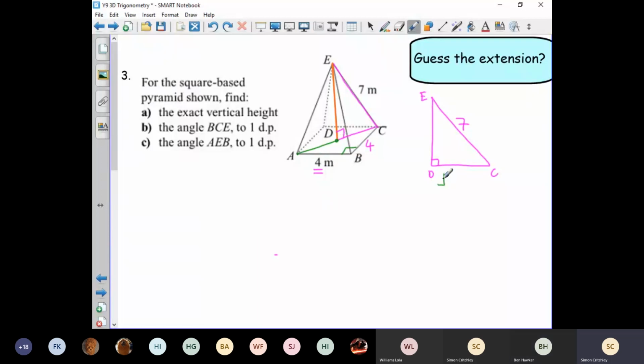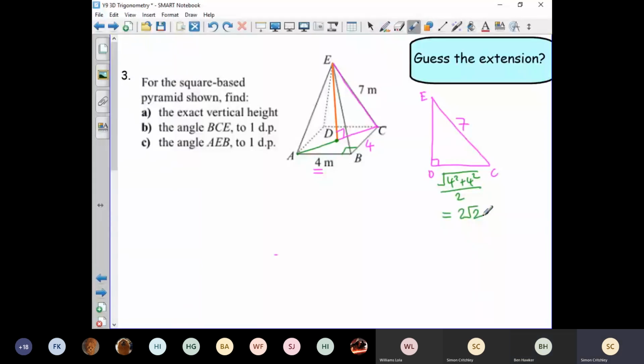So I guess longhand, that would be 4 squared plus 4 squared, all of that square rooted and divided by 2 would give us the length of D to C. Have you got that as an exact answer, sir? I'll just do that now. So what's that? Root 32 divided by 2. So that's 2 root 2. Agree? Yeah, I think so.